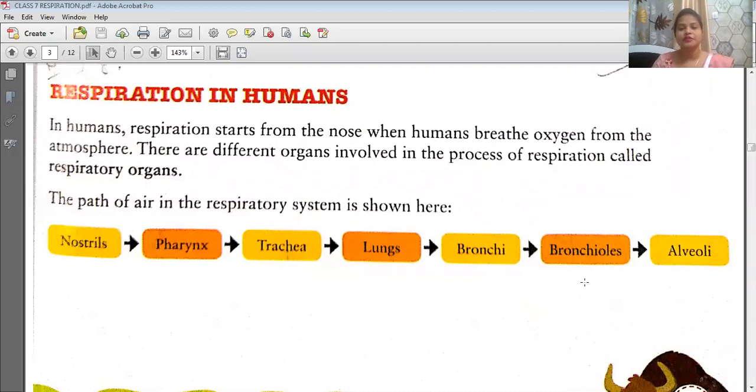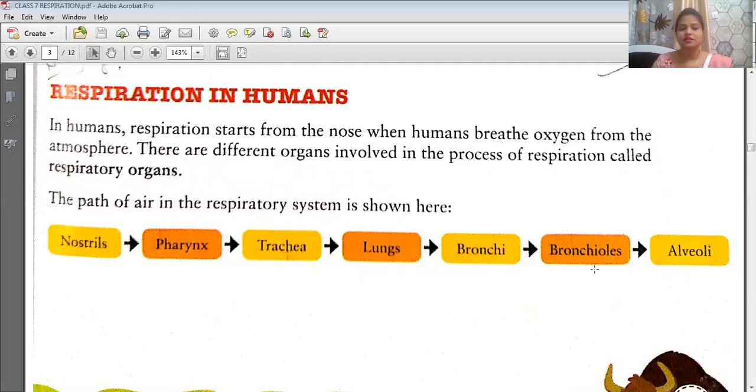In humans, respiration starts from the nose or mouth, and we breathe oxygen that is present in the atmosphere. Different organs are involved in respiration, and all these organs together are known as respiratory organs, or you can say the respiratory system. Our first organ is the nose, then comes the pharynx, then trachea, lungs, bronchi, bronchioles, and alveoli. We will be discussing all these organs one by one.